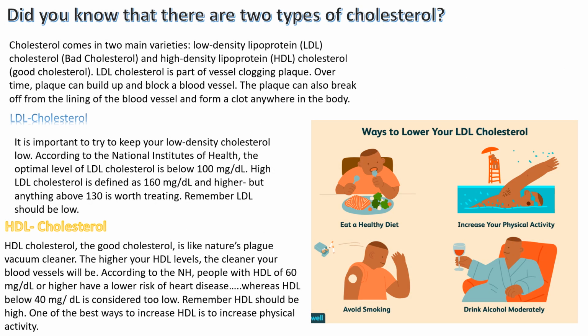Did you know that there are 2 types of cholesterol? Cholesterol comes in 2 main varieties: low-density lipoprotein cholesterol and high-density lipoprotein cholesterol. LDL cholesterol is part of vessel-clogging plaque over time. Plaque can build up and block a blood vessel. The plaque can also break off from the lining of the blood vessel and form a clot anywhere in the body.